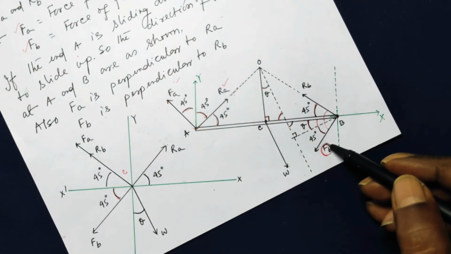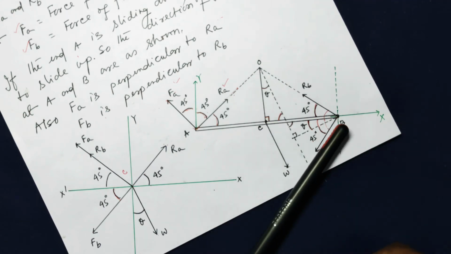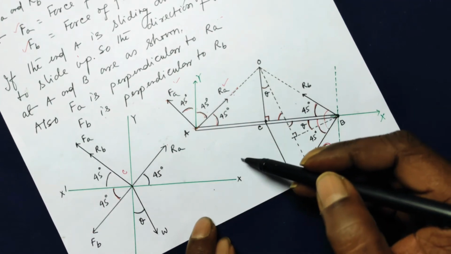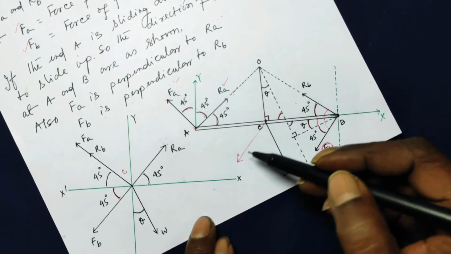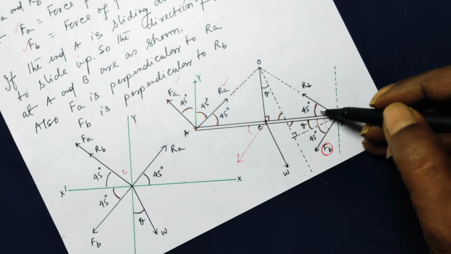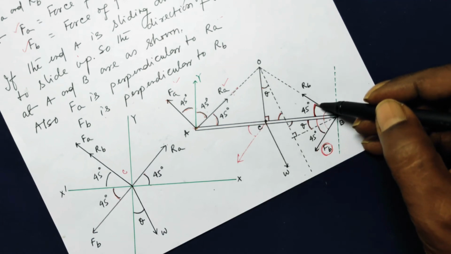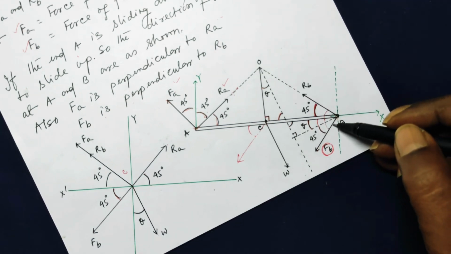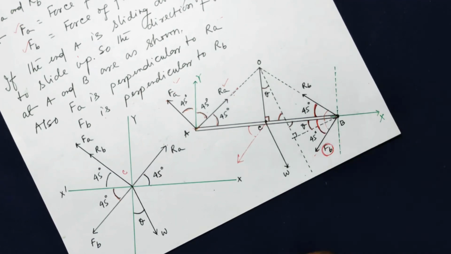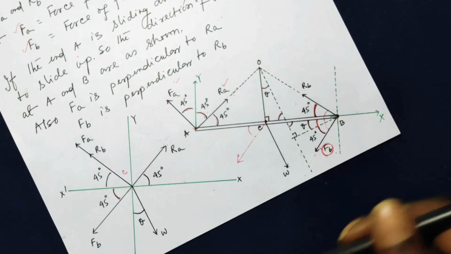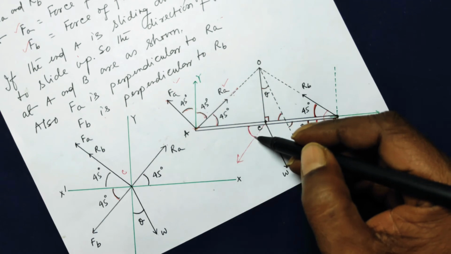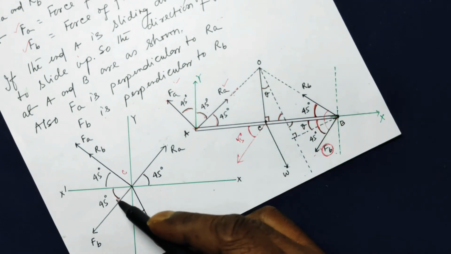If you shift FB, the force of friction, to this point parallel like this, then FB you can show here, so this angle will be 45. Because this angle was proved as 45, and RB is perpendicular to FB, this angle is 45. So when FB, the force of friction at the point of contact P, is shifted parallel to point C, this angle will be 45, which I have shown here.